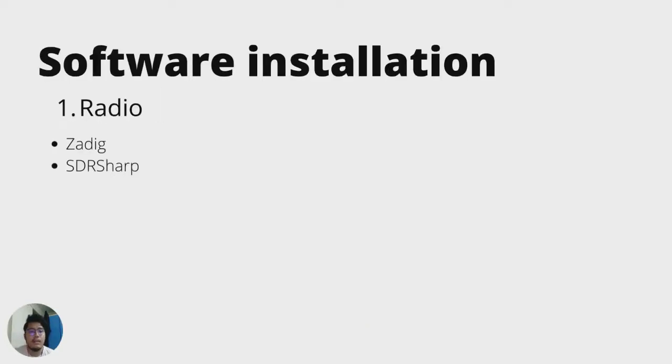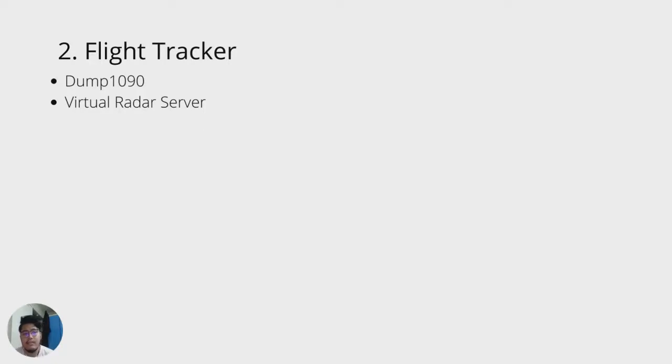First of all, we need to install a few softwares depending on the project. For the first project, which is to detect radio signals, the two softwares needed are Zadig and SDR Sharp. Zadig is to install the appropriate driver for the dongle, and SDR Sharp is the software needed to run and detect radio signals. Next, for the flight tracker project, we need Dump1090 software and the Virtual Radar Server to enable us to detect nearby flights.